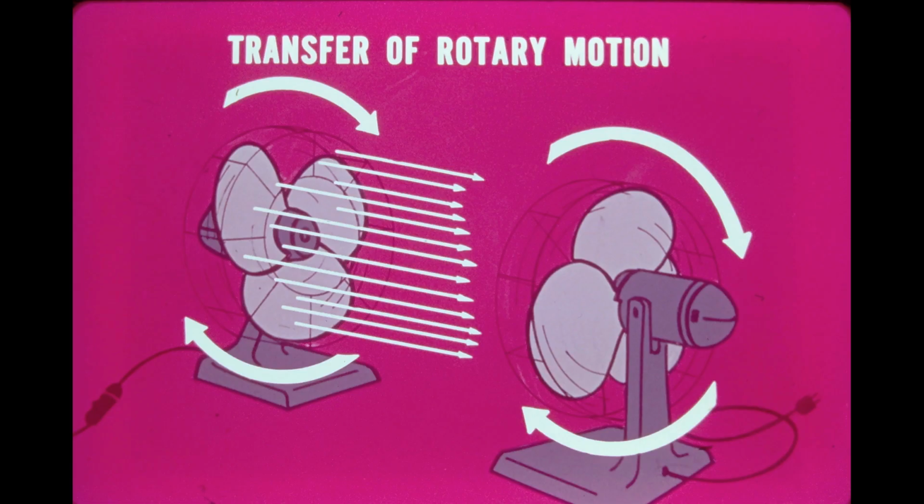To illustrate this transfer of rotary motion, we'll use two fans, one running and the other unplugged. The force of air from the running fan will cause the other fan to spin in the same direction. Thus, rotary motion has been transferred from one fan to the other by means of airflow. Of course, the transfer of motion in this example is inefficient because much of the airflow from the running fan does not strike the blades of the second fan. However, if the two fans were enclosed in a housing, more of the airflow would strike the second fan and it would turn more rapidly.